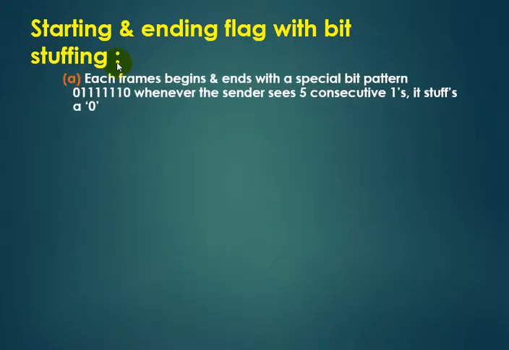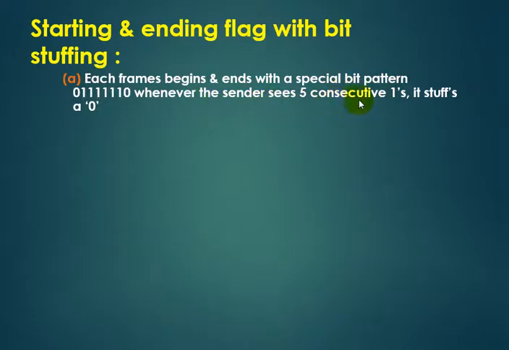Now coming to the third method, that is starting and ending flags with bit stuffing. Here each frame begins and ends with a special bit pattern. Whatever frame you have taken, that frame begins and ends with the special bit pattern 0, 1, 1, 1, 1, 1, 1, 0.